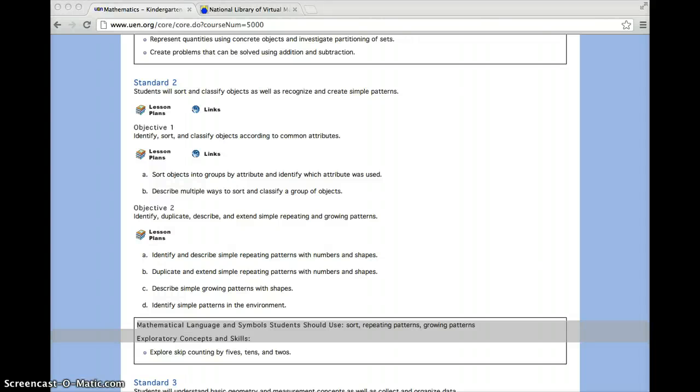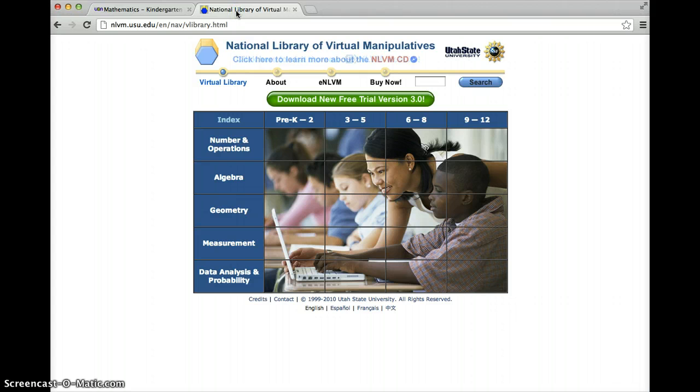When using technology to teach math in the primary grades, you first have to start with a standard. The standard that I chose to teach kindergarten math is Standard 2 Objective 2, which is identify, duplicate, describe, and extend simple repeating and growing patterns. And the technology that I wanted to use to teach that standard is the National Library of Virtual Manipulatives.